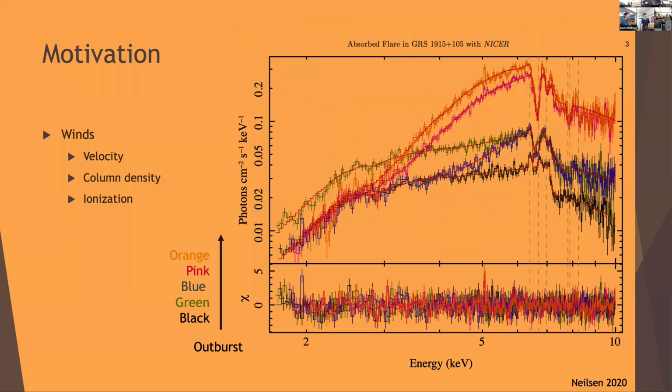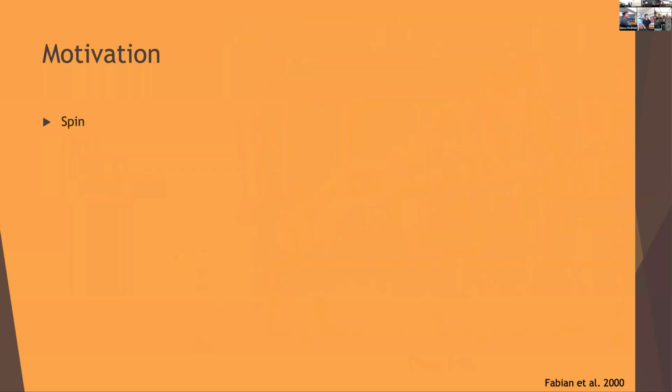And then here we have a graph of various spectra of one black hole binary system going through outburst. The spectral lines go from black to blue to green to blue to pink to orange as it goes through outburst. And you can see this absorption line, this iron line, gets deeper and shifts slightly. And this can tell us about the ionization, the column density and the velocity of the wind. And we can also look at the spin of the black hole through spectral fitting.